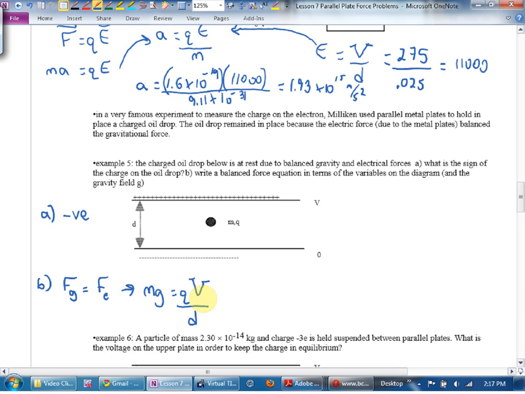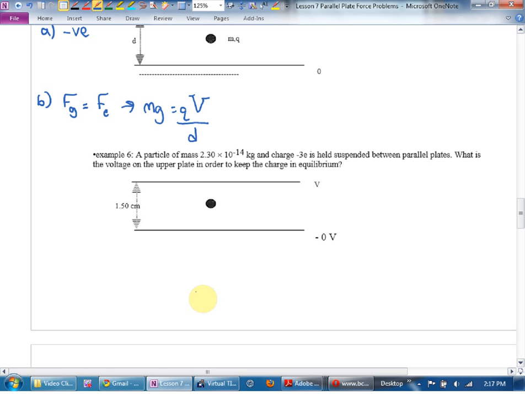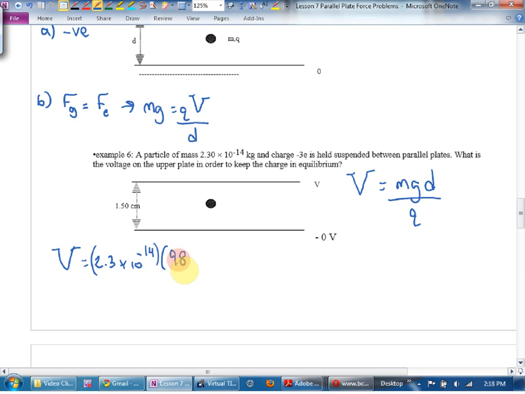So, a particle of mass and charge negative 3 electrons is held suspended. What's the voltage required? I think it's the same equation here. Get the V by itself. V equals what? Anyone? Get the V by itself here. M times g times d divided by Q. Yep. The voltage is going to be the mass, 2.3 times 10 to the negative 14, times g, 9.8, times the distance, 0.015, because it's centimeters, divided by 3 electrons.